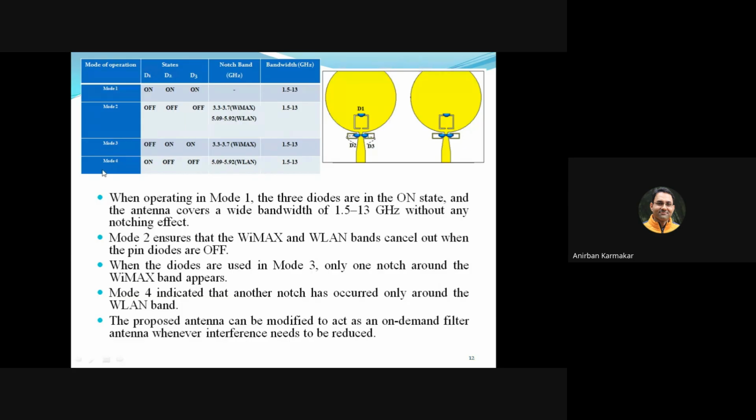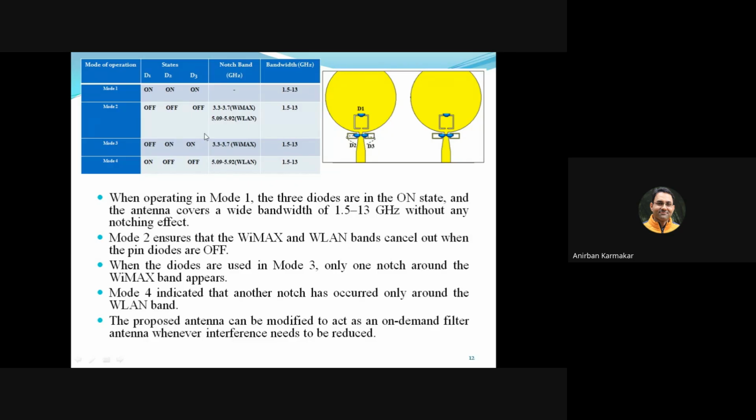In mode 4, diode D1 is on and diodes D2, D3 are off. So whenever diode D1 is on, this D1 notching mechanism will be deactivated. Means this notching structure will be deactivated, it will not notch the WiMAX band and it will only notch the WLAN band, which is contributed by this notching structure.